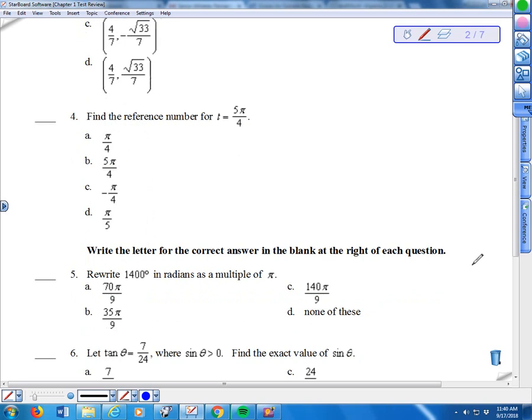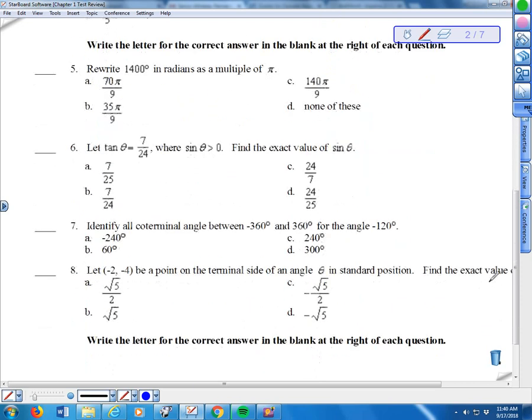Reference number for 5 pi over 4. Well, 5 pi over 4 is 1 pi over 4 more than 180. That makes sense? Because 180 is 4 pi over 4. So this must be pi over 4. So the reference angle is just pi over 4. Reference is the acute angle in each quadrant.